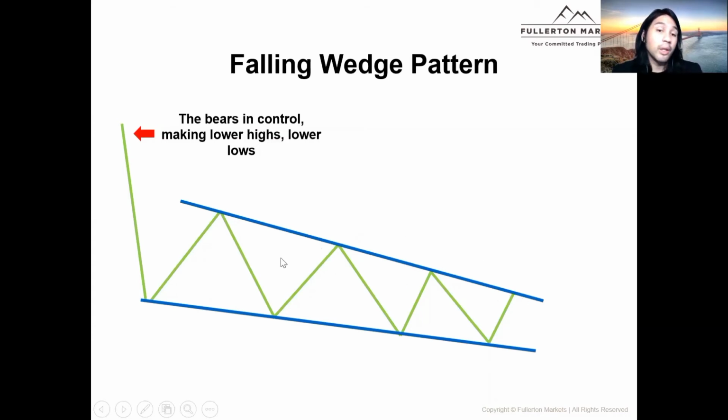It also has lower lows because even though this is a low point, there is still a lower low point here, a lower low point here, and a lower low point here. Previously, in the rising wedge pattern, we were expecting prices to go down since prices had been moving up. Now we are doing the inverse. Since prices have been moving down, we are expecting prices to move up at some point.